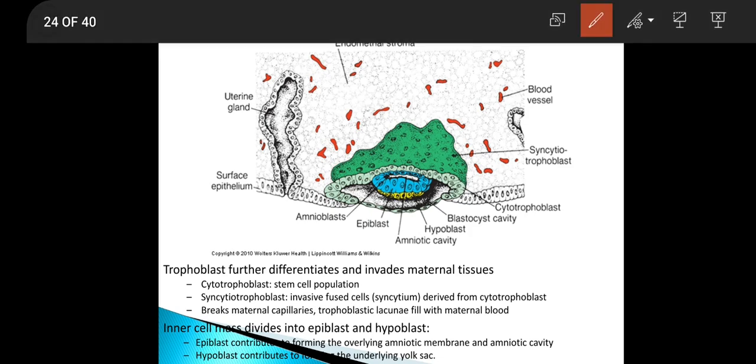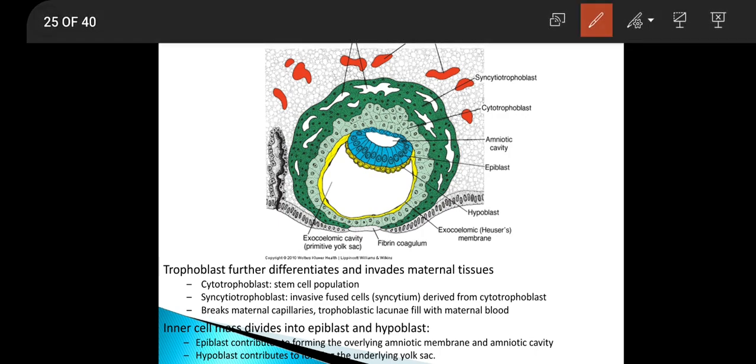Again in this diagram you can see the cyto and the syncytiotrophoblast growing into the endometrium of the uterus and leading to formation of primary villi. And here the endometrial blood vessels, this syncytiotrophoblast will rupture the endometrial blood vessels later on.